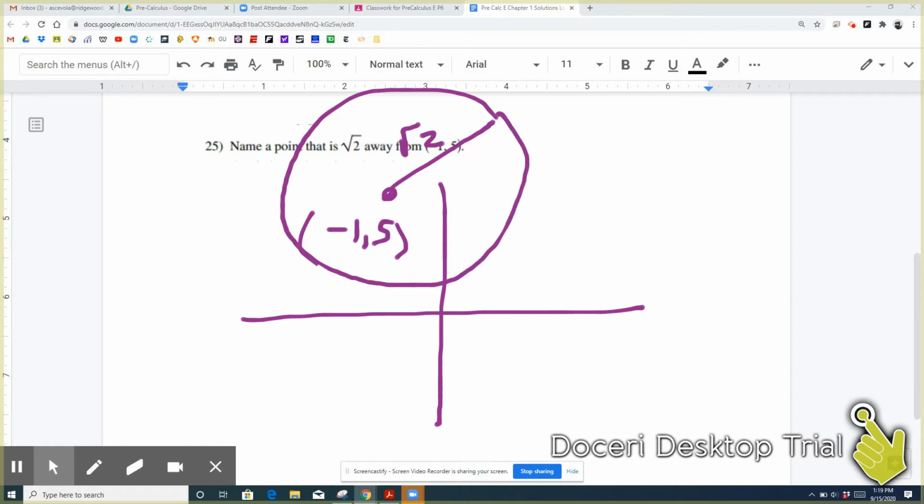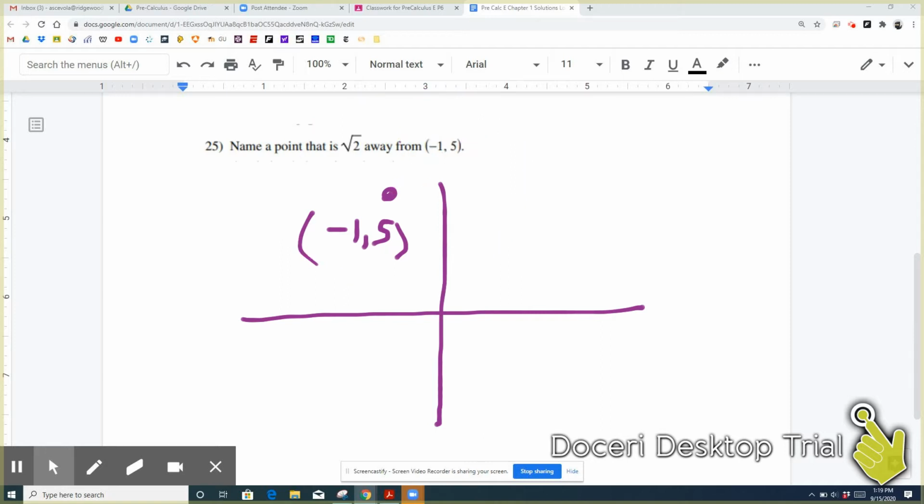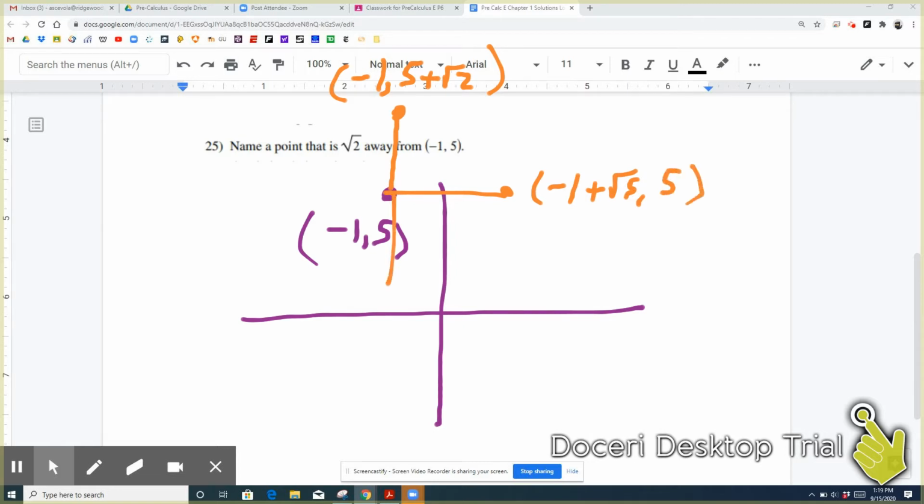So the answer key gives 4 nice whole number answers, but there are easier answers than the whole number answers. You could just move up root 2 units from that, and you have the point (-1, 5 plus root 2). You can move to the right root 2, so (-1 plus root 2, 5). You can move down root 2, so (-1, 5 minus root 2). If you want to put these as decimals you can, but it's usually good to leave it exact. Or you can move to the left.